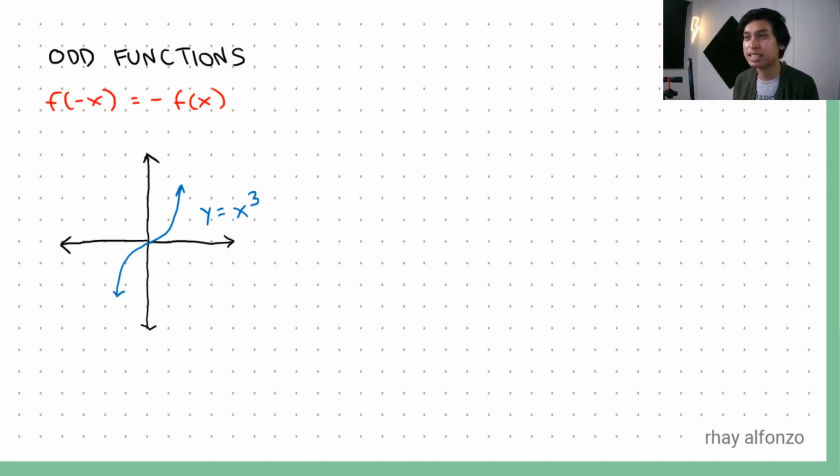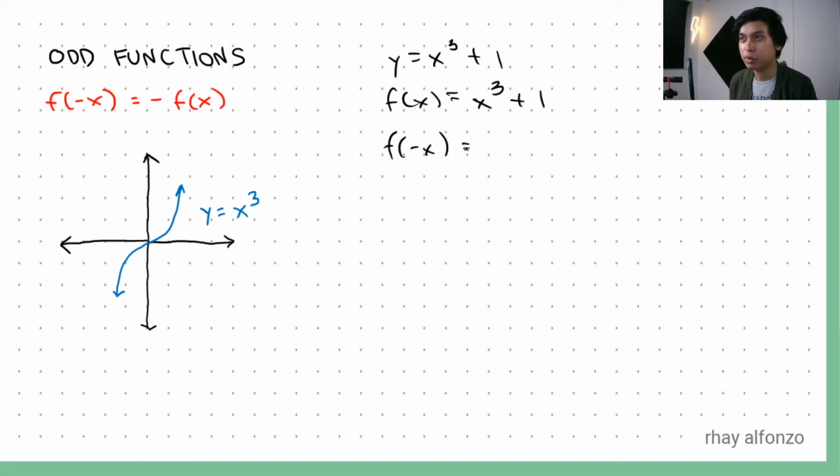So, let's use the same example. But this time, let's add plus 1. So, we have y is equal to x cubed plus 1, or f of x is equal to x cubed plus 1. Let's find f of negative x again. So, f of negative x is equal to negative x quantity cubed plus 1. Here the 1 remains unchanged. So f of negative x is just equal to negative x cubed plus 1.